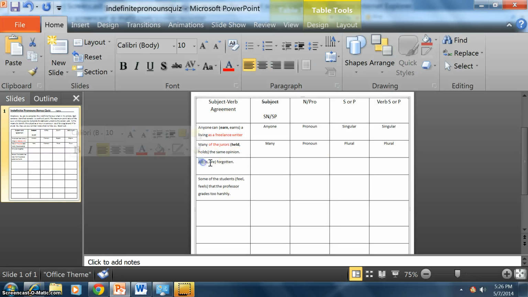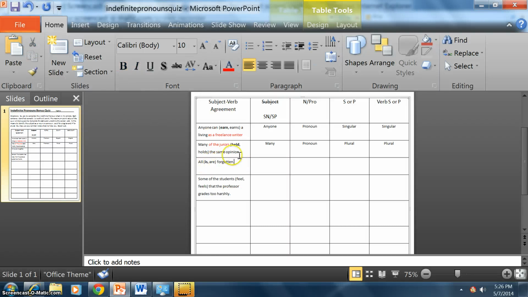Here, I'm taking a look. I see the word all is or are forgotten. Okay? All is or are forgotten. I don't see a prepositional phrase there, so I need to work with what I have. All is forgotten or all are forgotten. I know that it should be all is forgotten, okay?